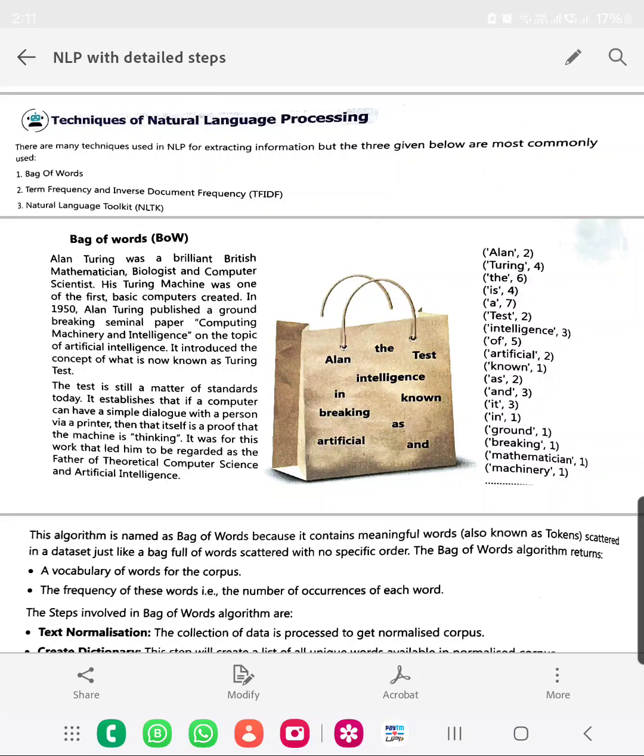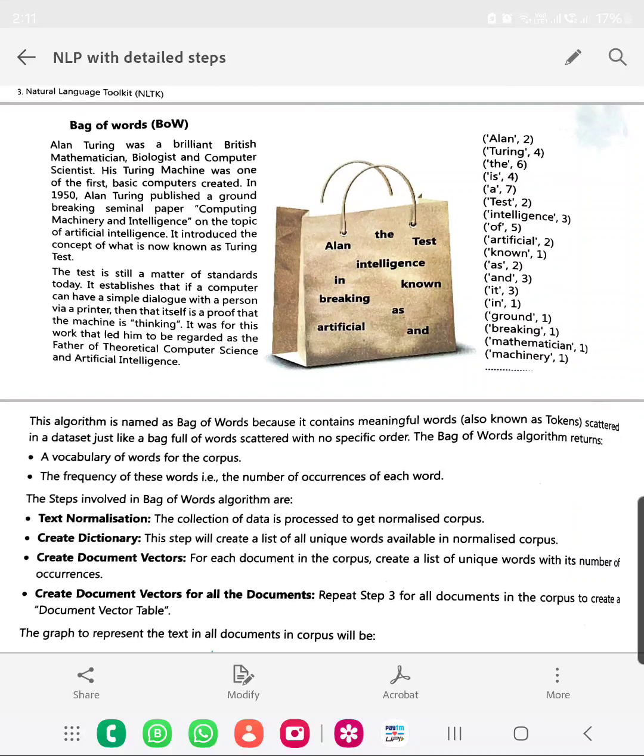So I will be discussing techniques like bag of words and TF-IDF, which is term frequency and inverse document frequency. So what is bag of words? Bag of words contains all the meaningful words which are scattered in a data set, just like a bag which contains all the words. There's no specific order and it just has all the vocabulary of the corpus. So what is a corpus? Corpus is a collection of all the documents, the data. So all the vocabulary, all the words of the corpus are present in the bag of words.